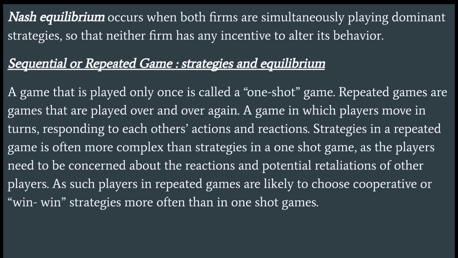Nash equilibrium occurs when both firms are simultaneously playing dominant strategies so that neither firm has any incentive to alter its behavior. The second form of gaming strategy is sequential or repeated game. Its strategy is in equilibrium.